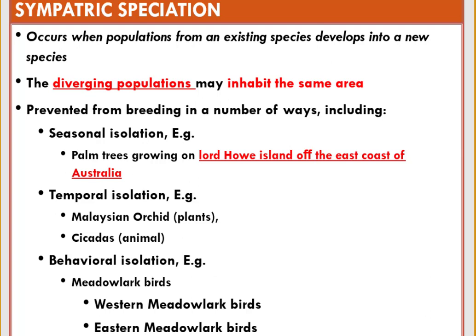Generally, seasonal isolation, temporal isolation, and behavioral isolation are some of the many processes that lead to speciation. Through this process, members of a population diverge over time. This continues until they can no longer mate. They then eventually become separate species.